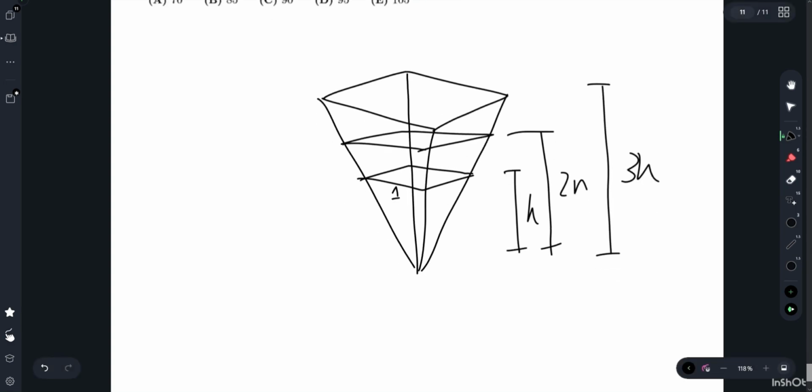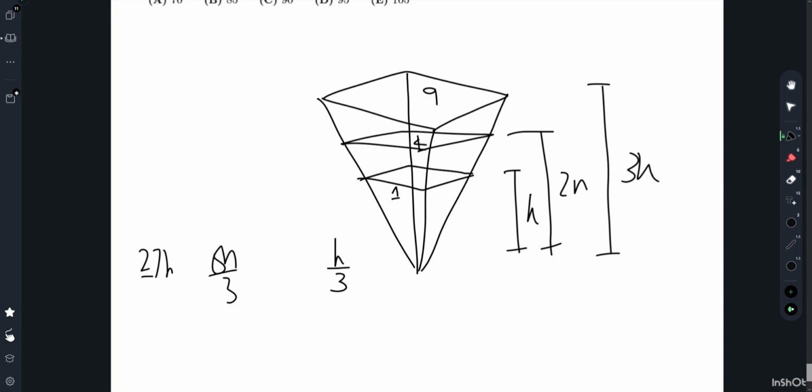Now, the area of this portion is going to equal h over 3. The area of this portion is going to equal 8h over 3 because the base of this is 4, and the height is 2h. And similarly, we have 27h over 3. So now we know that this portion is going to equal 8h over 3 minus h over 3, or 7h over 3. And this portion is going to equal 27h over 3 minus 8h over 3, which is equal to 19h over 3.